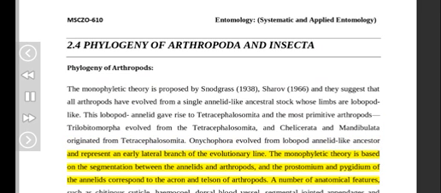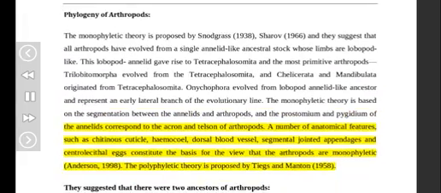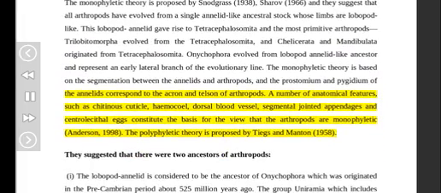The monophyletic theory is based on the segmentation between the annelids and arthropods, and the prostomium and pygidium of the annelids correspond to the acron and telson of arthropods. A number of anatomical features, such as chitinous cuticle, hemocoel, dorsal blood vessel, segmental jointed appendages and centrolecithal eggs constitute the basis for the view that the arthropods are monophyletic.